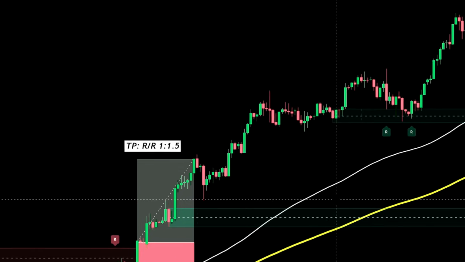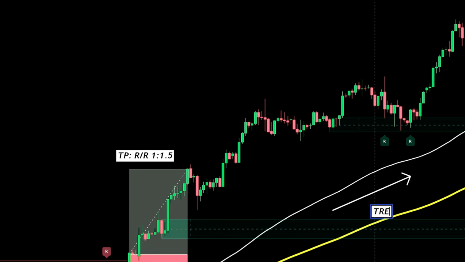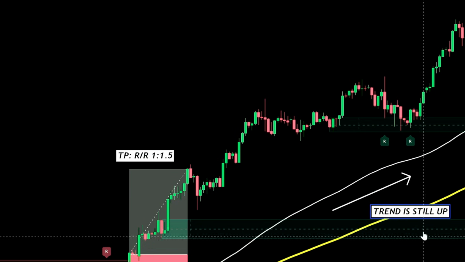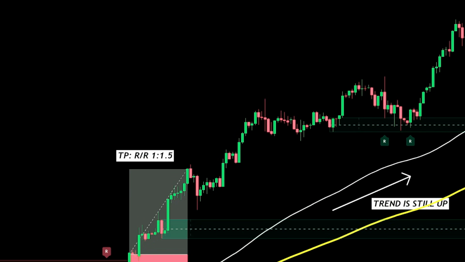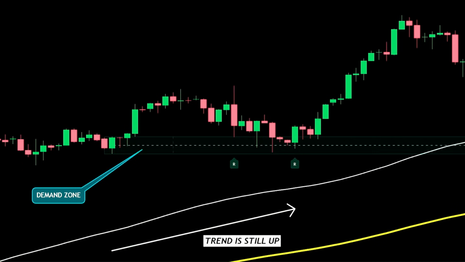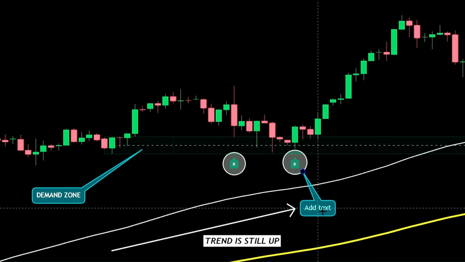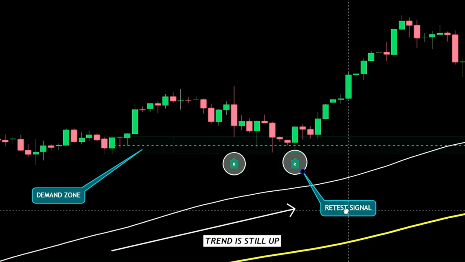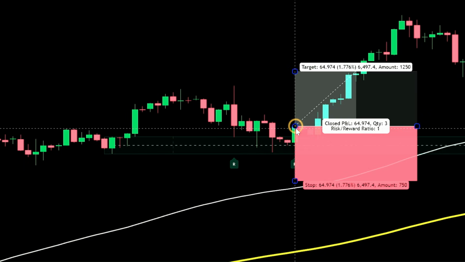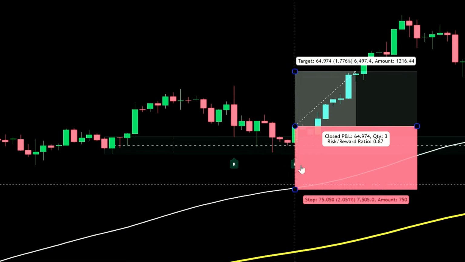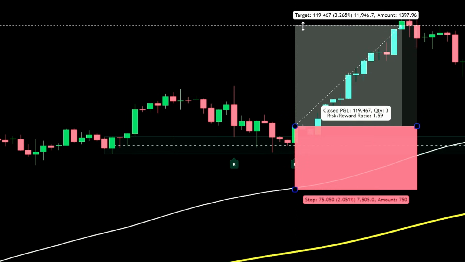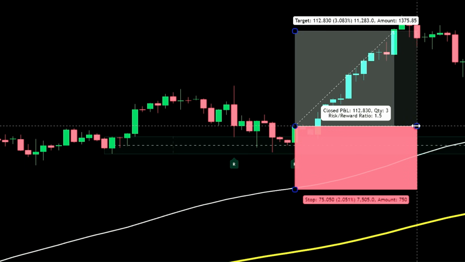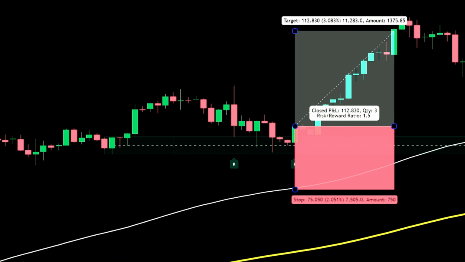Move forward on the chart and you'll see the trend continues. Price stays above both EMAs, so the market is still in a strong uptrend. The indicator marks another demand zone, and this time the retest signals line up with the trend. These retest signals of demand zones are in the same direction as the trend, so they become valid long trades. This is where the strategy becomes very simple. You take signals that agree with the trend and you skip ones that don't.